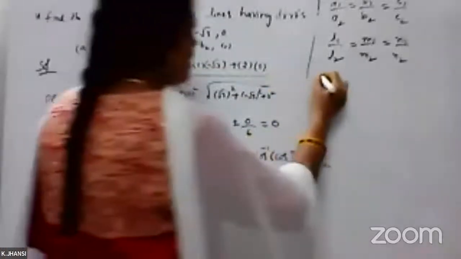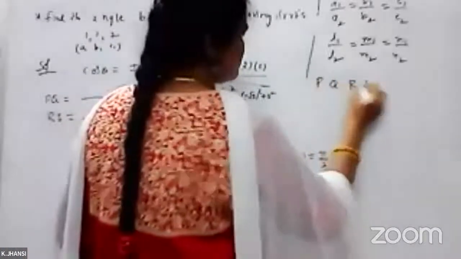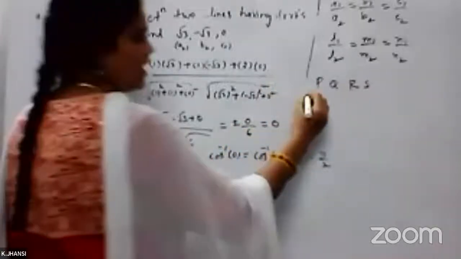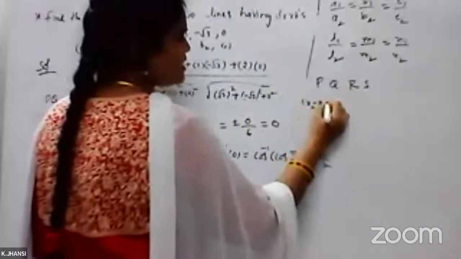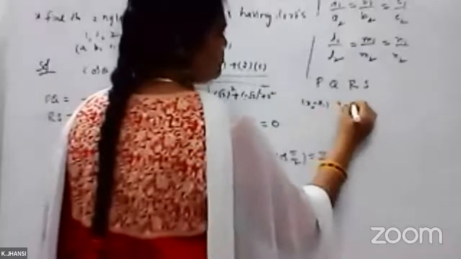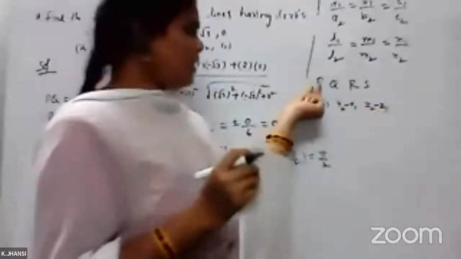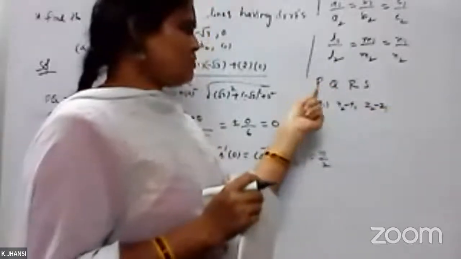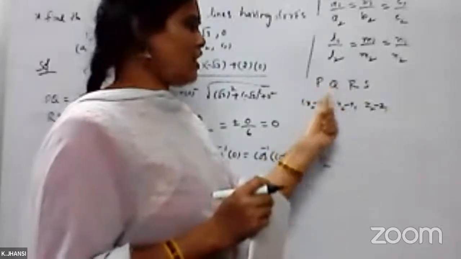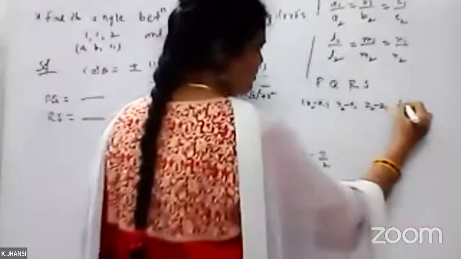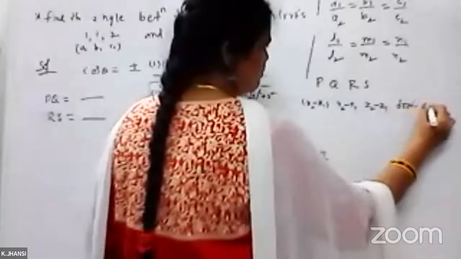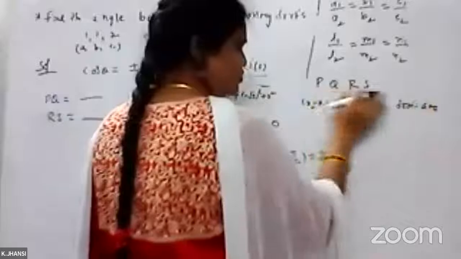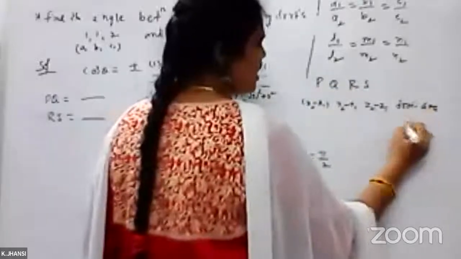So here P, Q, R, S, 4 points are given. So with the help of this formula, x2 minus x1, y2 minus y1, z2 minus z1. The projection is there, no? So with the help of P and Q, you find these values. So x2 minus x1 for these two points, and after that y2 minus y1, you will get the direction ratios of PQ. Next, if you find these for R and S, you will get the direction ratios of RS.